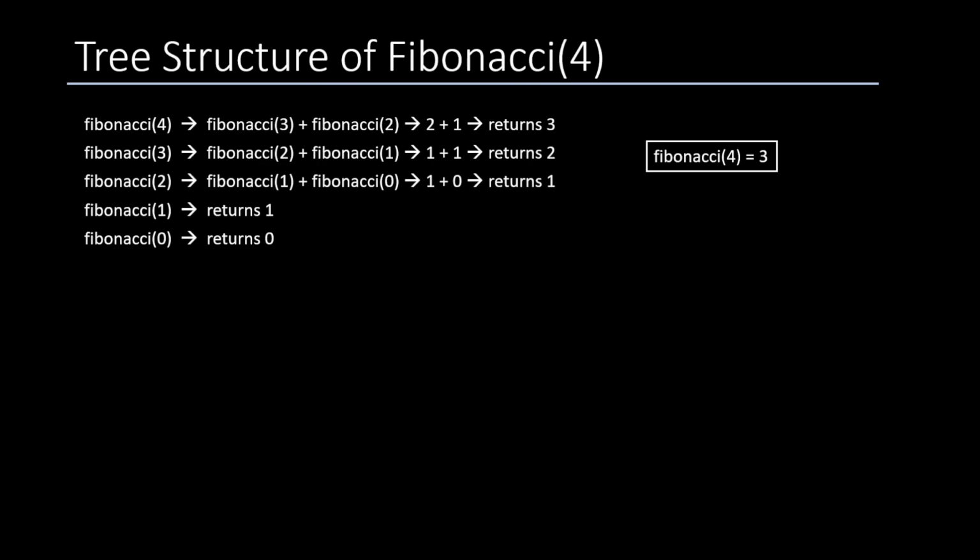Let's take a simple case of Fibonacci of 4 and see the step-by-step calculation. The function Fibonacci of 4 calls Fibonacci of 3 and Fibonacci of 2. Then Fibonacci of 3 calls Fibonacci of 2 and Fibonacci of 1. Then Fibonacci of 2 calls Fibonacci of 1 and Fibonacci of 0. Finally, Fibonacci of 1 and Fibonacci of 0 hit the base cases and return 1 and 0 respectively.